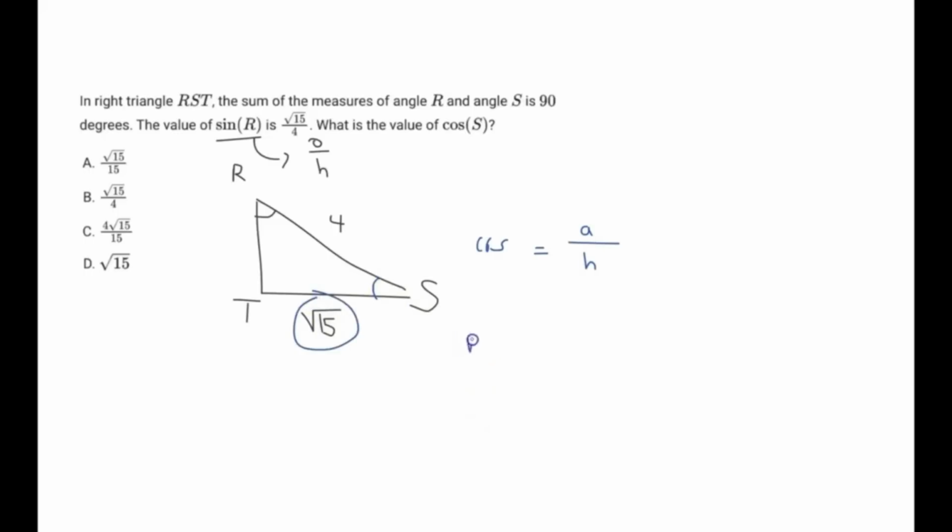So in our answer, square root 15 should be on top. But what is the hypotenuse, right? Well, we don't even need to do any calculations because we know the hypotenuse we already calculated, which is 4. And so it's square root 15 over 4. Our answer is B.